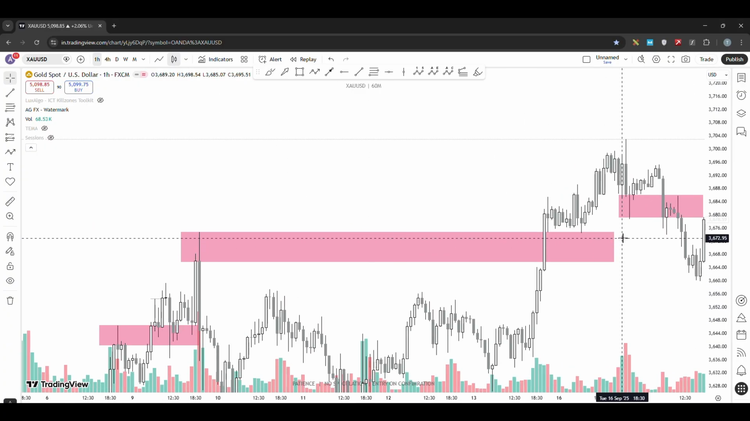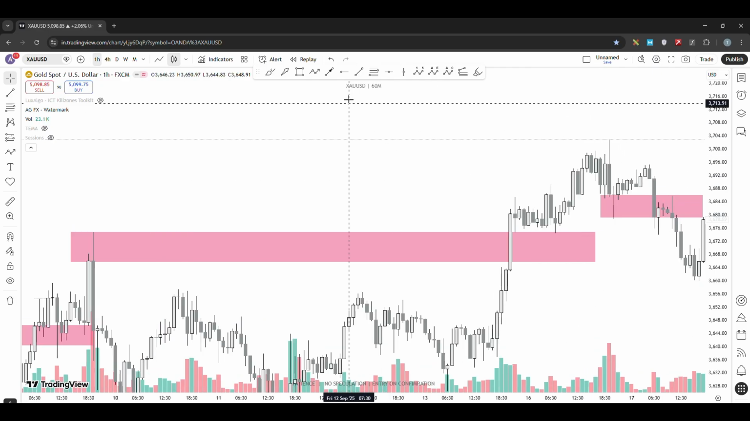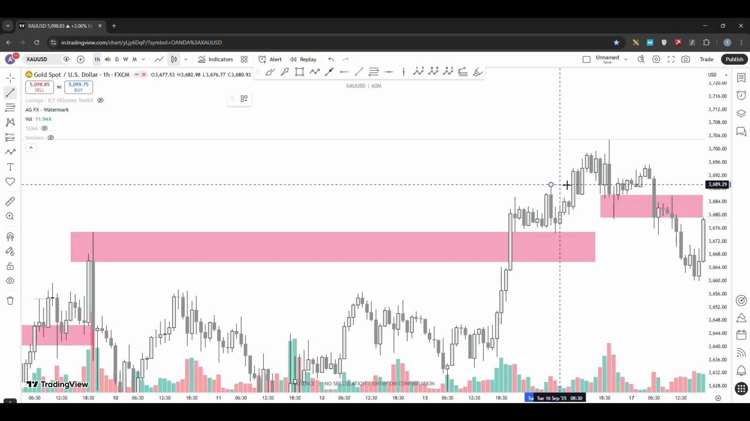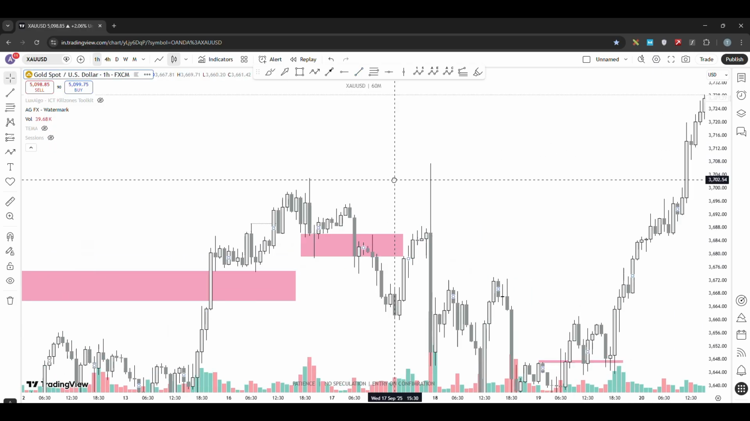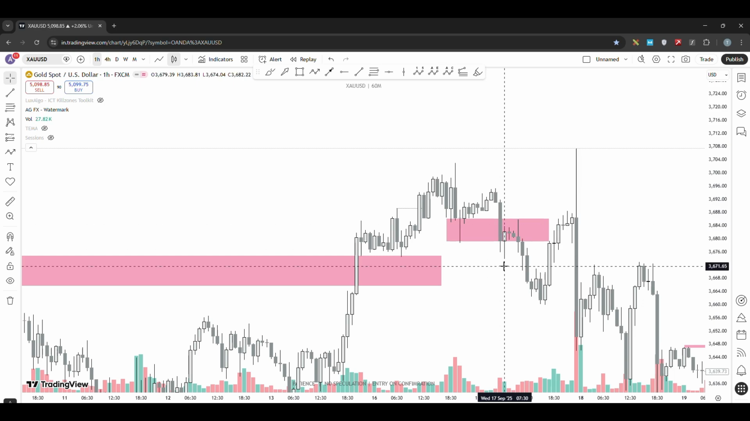Here again, this was a mitigation block. Market came down, tapped into this mitigation block exactly, and from here market displaced to the upside and took out this liquidity, right? This one is for a selling. You can see market came down, broke structure to the downside.